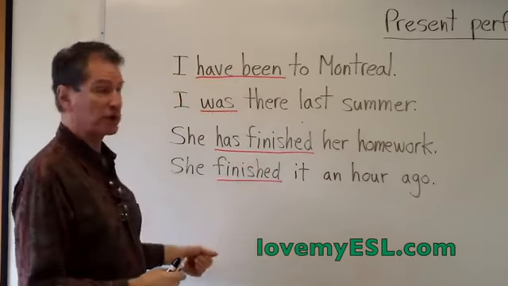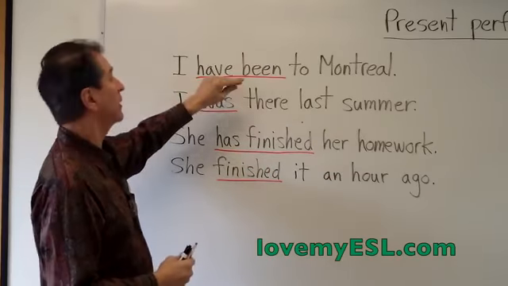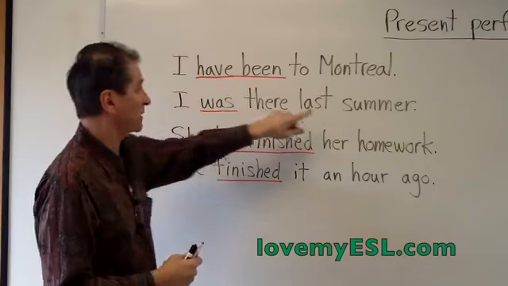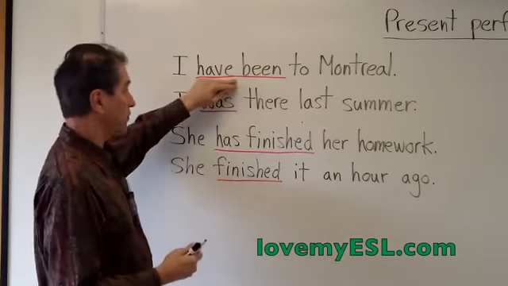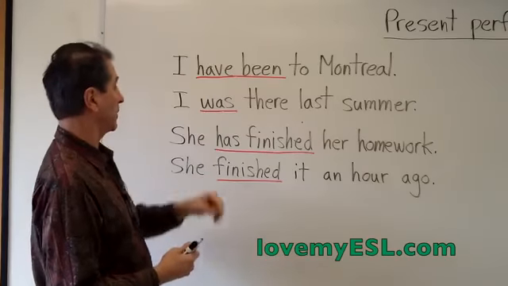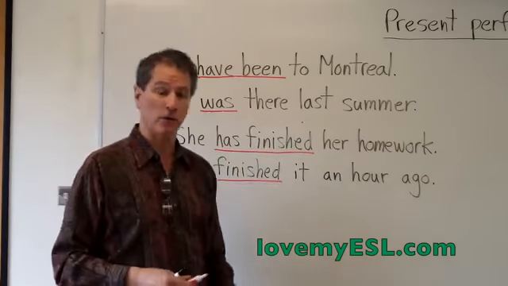So you'll see in these four examples, if you have a time, you need to use the simple past: last summer, an hour ago. If you don't have the time, you use the present perfect. I have been to Montreal. She has finished her homework.